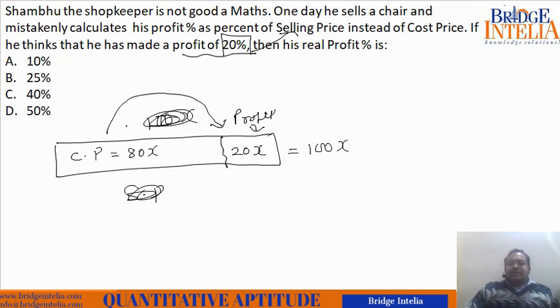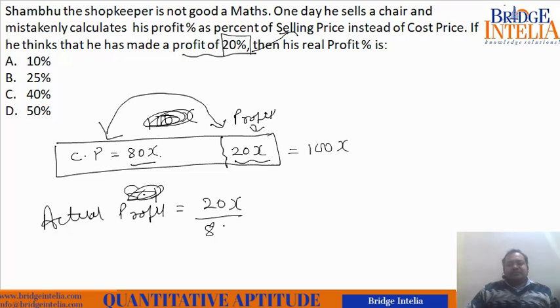Using these two figures, you can correct his mistake. He is doing the wrong calculation. You can do the right calculation. So his investment is 80x. Because of his investment, he has earned 20x. So the actual profit: 20x is what percentage of 80x? So the answer is 25%.